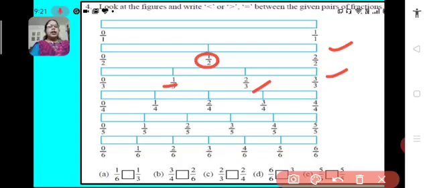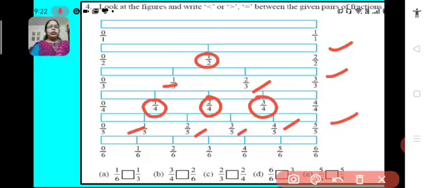Then in the next one, the gap between 0 and 1 is divided into 4 equal parts, and this represents 1 upon 4, this one 2 upon 4 and this one 3 upon 4. In the next one, the gap between 0 and 1 is divided into 5 equal parts and we have 1 upon 5 here, 2 upon 5, 3 upon 5 and 4 upon 5. In the last one, the gap between 0 and 1 is divided into 6 equal parts and we have 1 upon 6, 2 upon 6, 3 upon 6, 4 upon 6 and 5 upon 6.